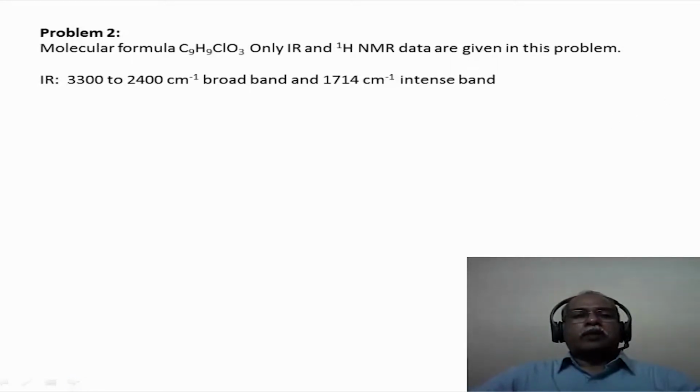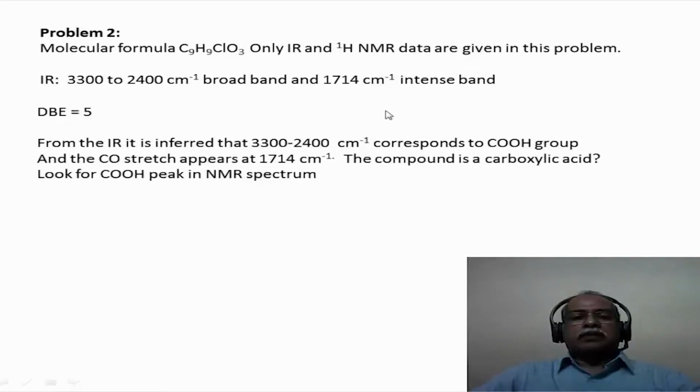Let us go to problem number 2. The molecular formula is given as C9H9ClO3, and the IR and NMR spectra of this compound are given in the problem. The infrared spectrum shows a broad peak between 3300 and 2400. Such a broad range could only be because of the carboxylic acid functional group. In addition, there is a carbonyl peak, which corresponds to a saturated carbonyl, which could be a carboxylic acid.